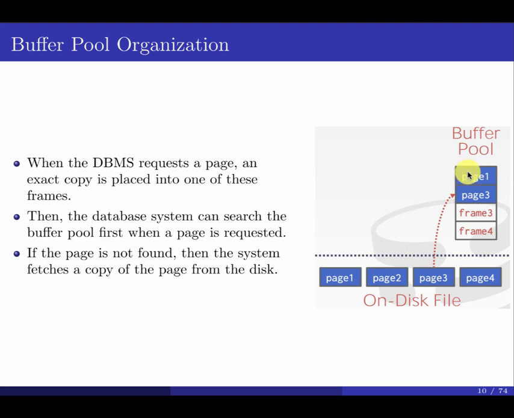The same thing here. If you try to find a page in the buffer pool and there's no way to search, I need to ask every frame. Do you have page one? No. Do you have page two? No. Do you have page one? No. That's bad. So we need to have another data structure.